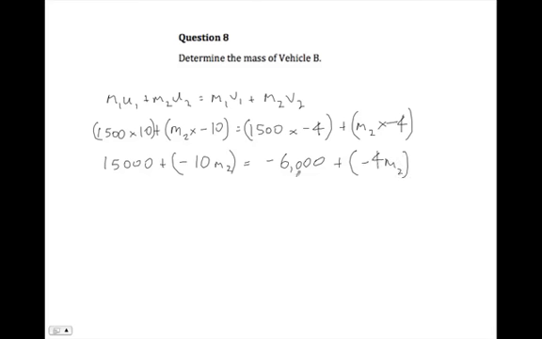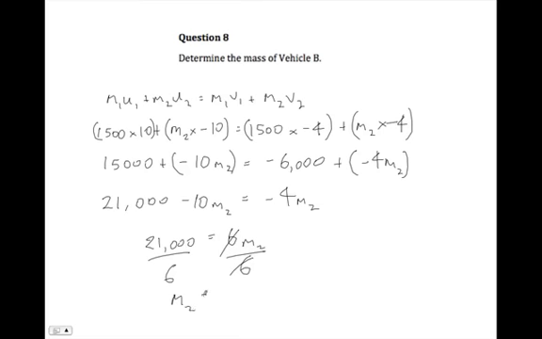Okay, let's add 6,000 to both sides. So that gives us 21,000 minus 10 m2 equals minus 4 m2. We add 10 m2 to both sides, we have 21,000 equals minus 4 plus 10, which is positive 6 m2, and we divide both sides by 6, 21,000 divided by 6 gives us m2 being 3,500 kilograms.